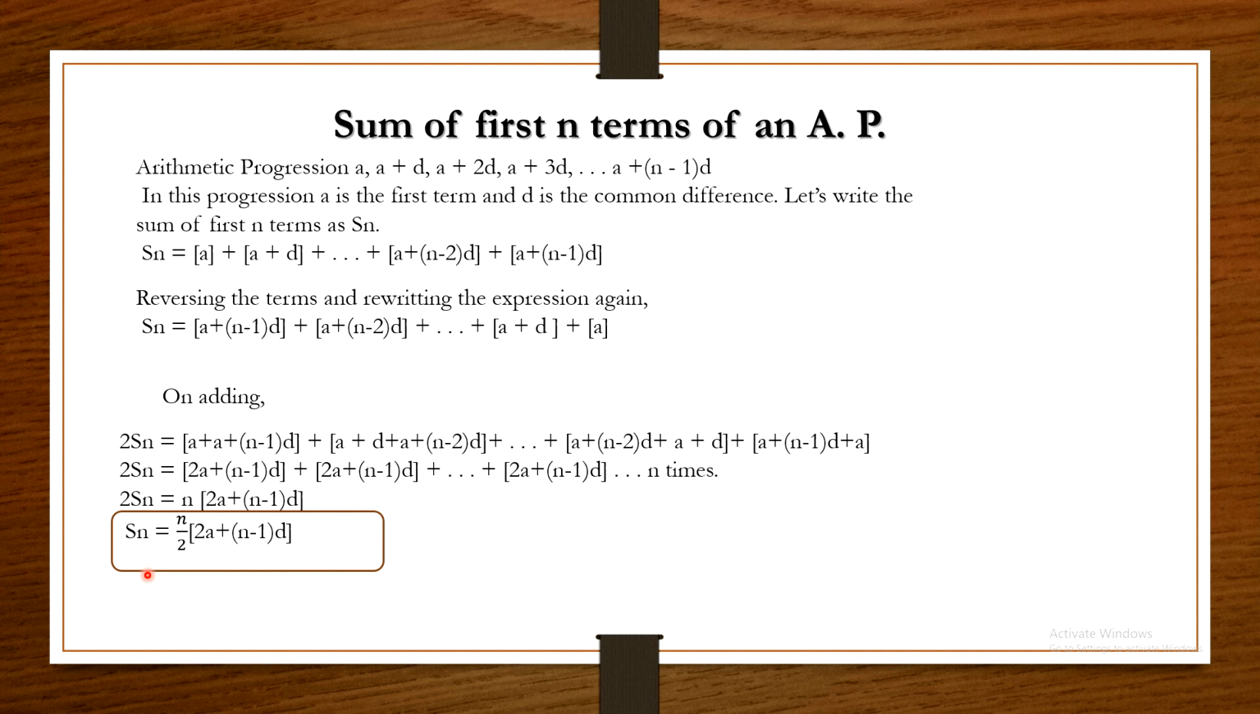Now we can also derive a second formula from this, because we just have to split this 2a as a plus a. One a means the first term, and the other a plus (n minus 1)d means the last term. So we can write Sn equal to n by 2 into (T1 plus Tn), where T1 is the first term and Tn is the last term. Okay, now let's solve examples.